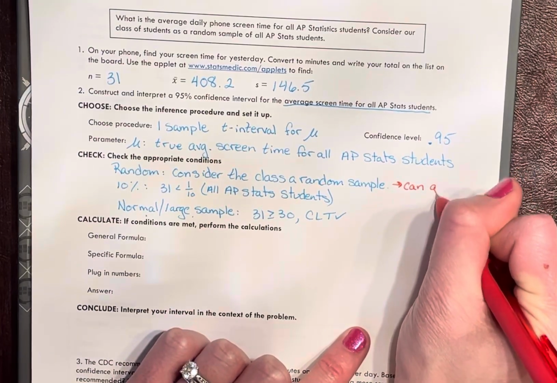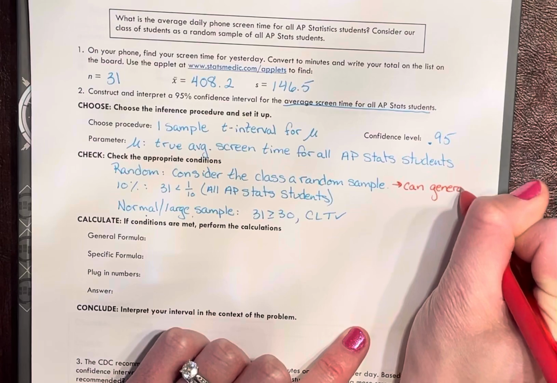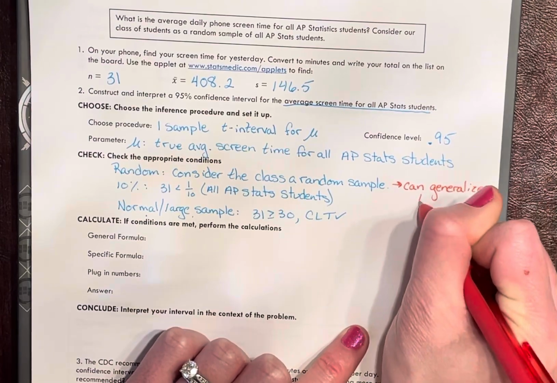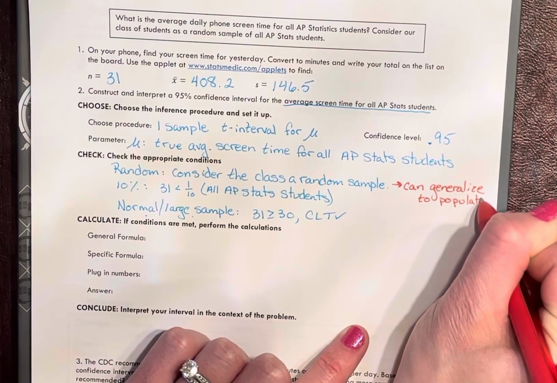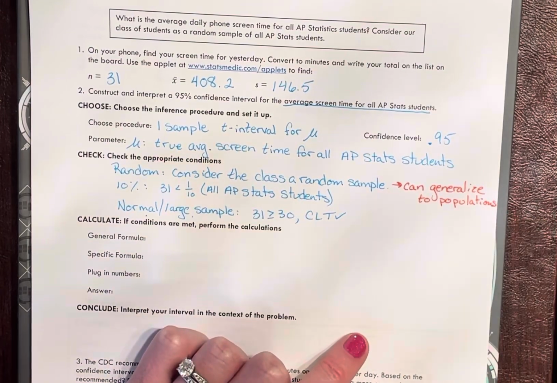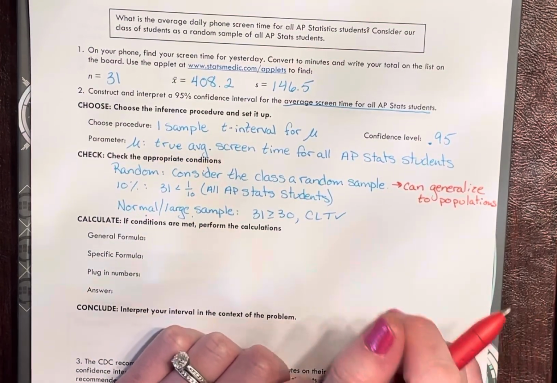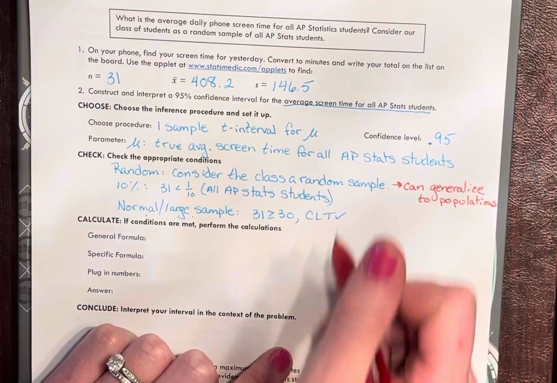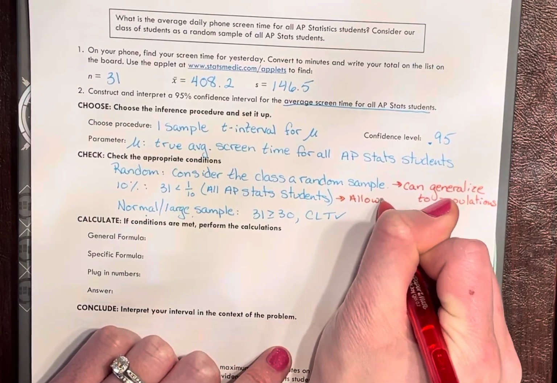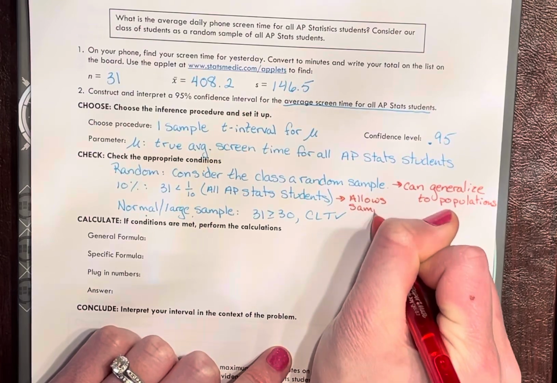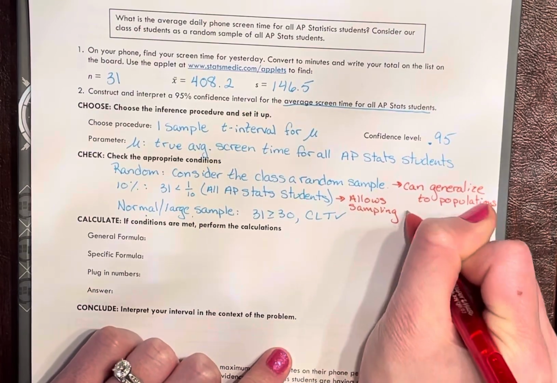This allows us to generalize to the population. So we can say, hey, the values that we found in our sample are going to hold true across all AP Stat students. The 10% condition allows sampling without replacement.